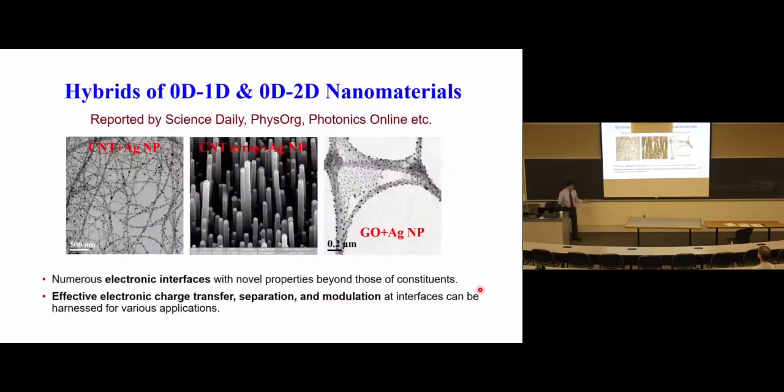Some of the materials we have been working on over the last 20 years are mostly hybrid nanomaterials, where we try to combine two different types of nanomaterials into a uniform structure that can offer unique performance. What you see here are some zero-dimensional nanoparticles assembled on the surface of 1D or 2D nanomaterials. These materials feature a lot of interfaces between the nanoparticles and the supporting 1D or 2D nanomaterials. If you think about the charge transfer, accumulation, and modulation at the interface, you can potentially design different electronic devices. That's what we have been focusing on, towards sensing and some energy applications.